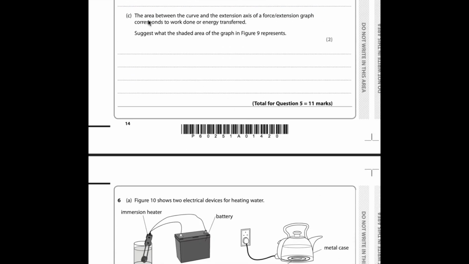Question C. The area between the curve and the extension axis of a force extension graph corresponds to work done or energy transferred. So area between the curve and the extension axis, it's work done or energy transferred. Suggest what the shaded area of the graph in figure 9 represents.